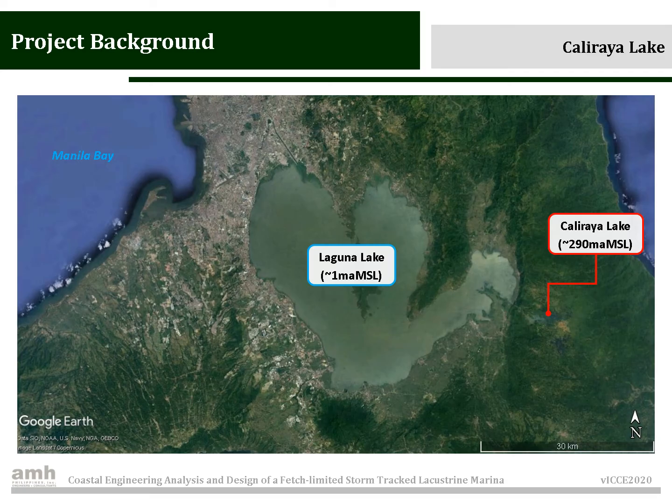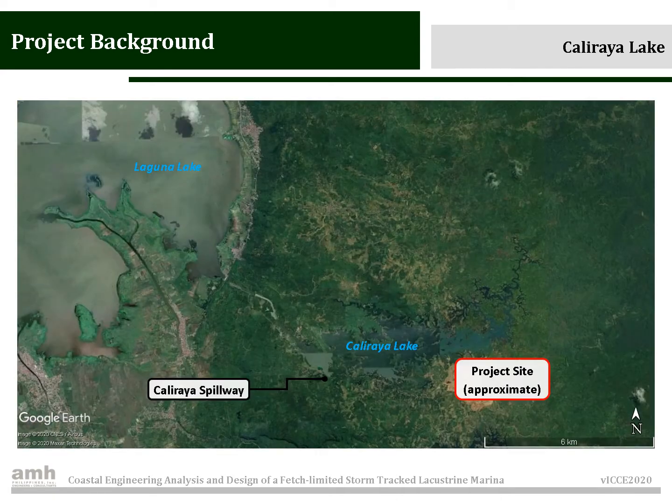From this satellite image, you can see to the right that Caliraya Lake is situated at about 290 meters above mean sea level. To the west of it is Laguna Lake with a lake water elevation at approximately 1 meter above mean sea level. Far out west is Manila Bay, which is connected to the West Philippine Sea. The flow of water from upstream to downstream is from Caliraya Lake down to Laguna Lake and out to Manila Bay.